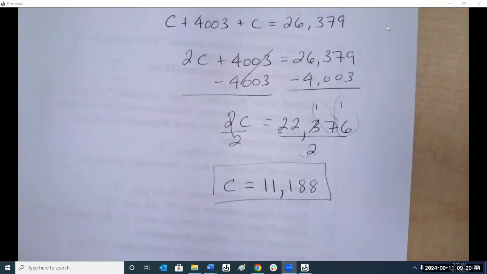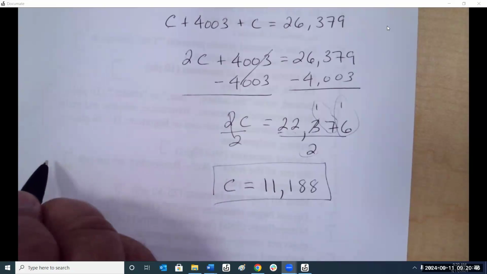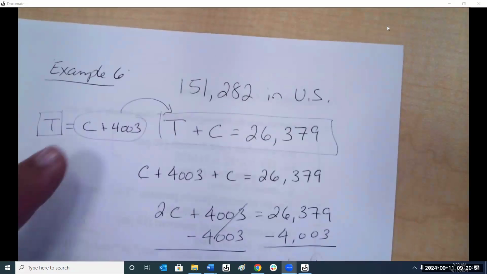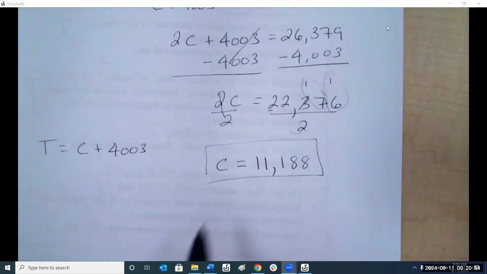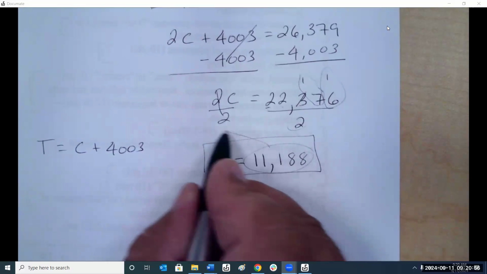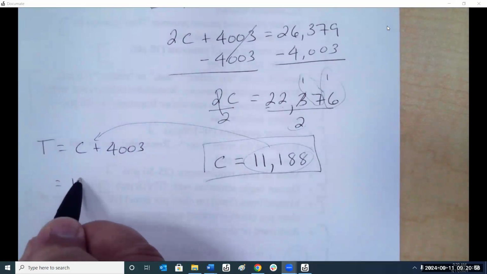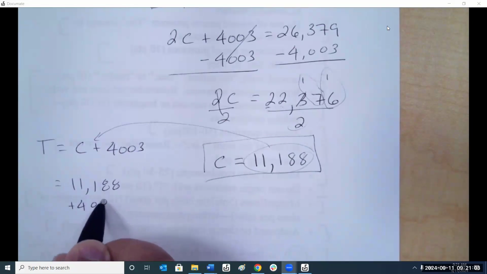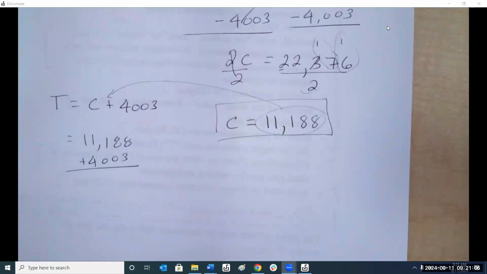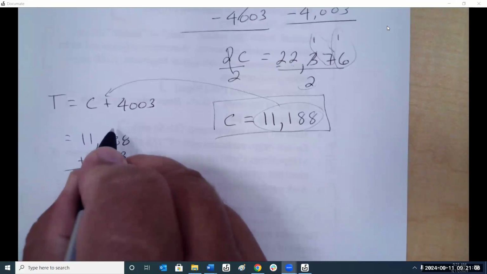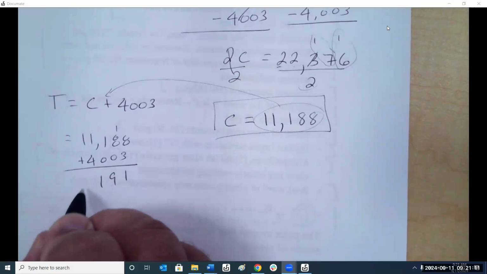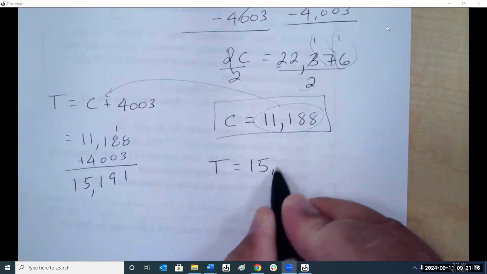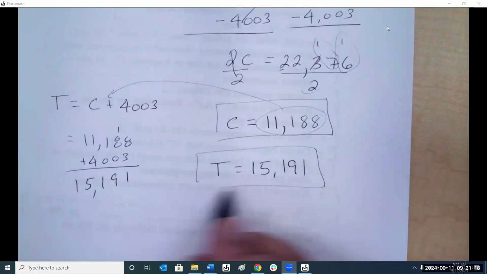Do we know what the formula for Texas is? Yeah, we know Texas equals California plus 4,003. That's what we found up here. So whatever C is, 11,188 plus 4,003. 8 plus 3 is 11. 9, 1. So Texas has 15,191 stores.